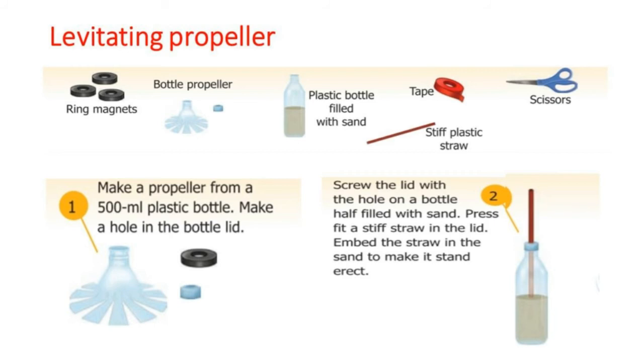First step, make a propeller from a 500 ml plastic bottle. Make a hole in the bottle lid as shown in the picture. Next, screw the lid with the hole onto a bottle filled with sand. Fit a stiff straw in the lid. Embed the straw in the sand to make it stand erect.